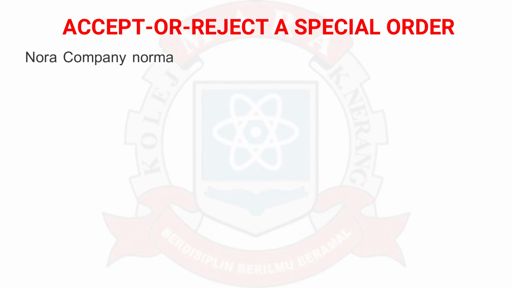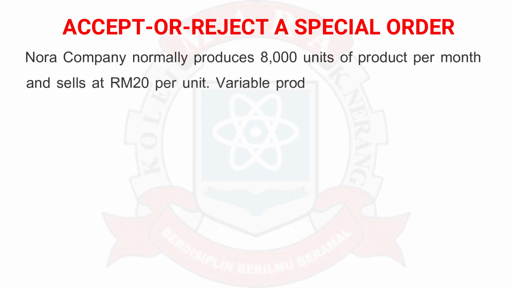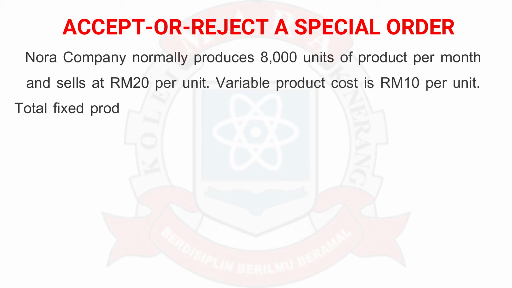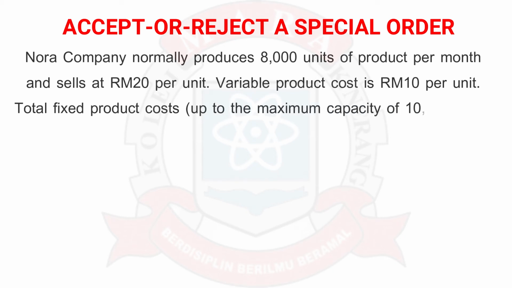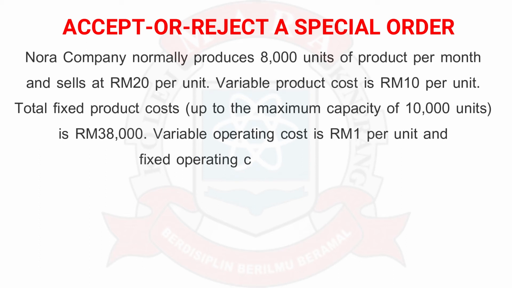Nora Company normally produces 8,000 units of product per month and sells at 20 ringgit per unit. Variable product cost is 10 ringgit per unit. Total fixed product cost up to the maximum capacity of 10,000 units is 38,000 ringgit. Variable operating cost is 1 ringgit per unit and fixed operating cost is 10,000 ringgit.